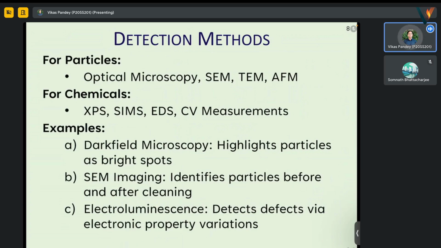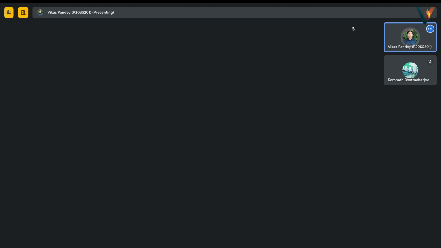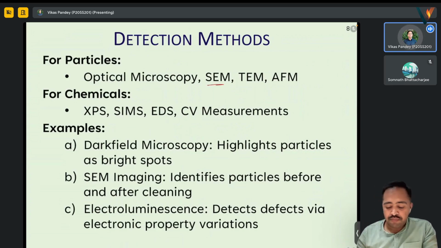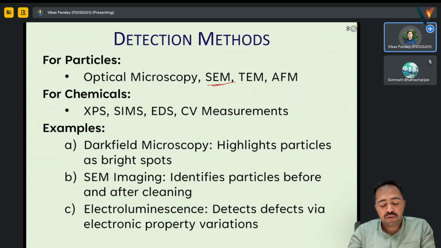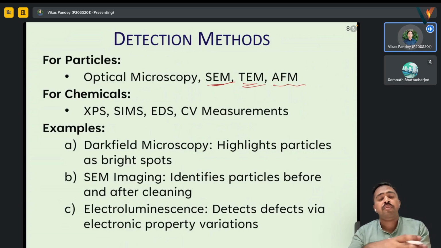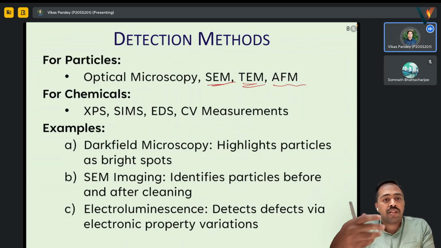The most basic one is the optical microscopy. Using an optical microscope, we see whether some particles are there or not. Then comes SEM, that is scanning electron microscopy, TEM, tunneling electron microscopy, AFM, atomic force microscopy. We'll be covering this more when we go to, I think, the 7th or 8th week, where we will be talking in detail about characterization methods and all.